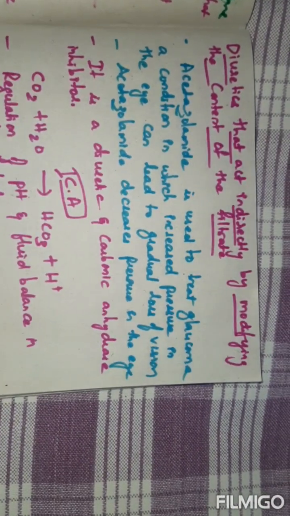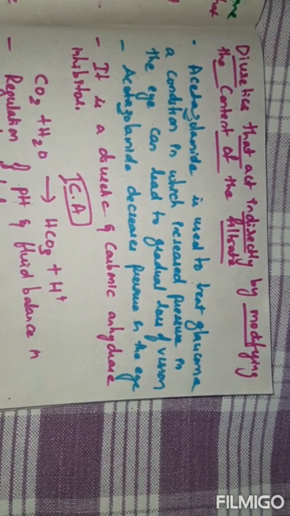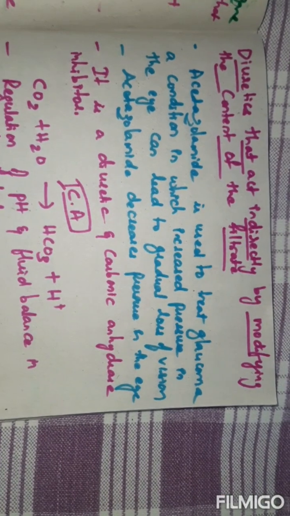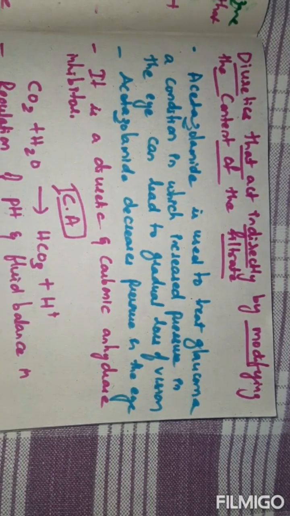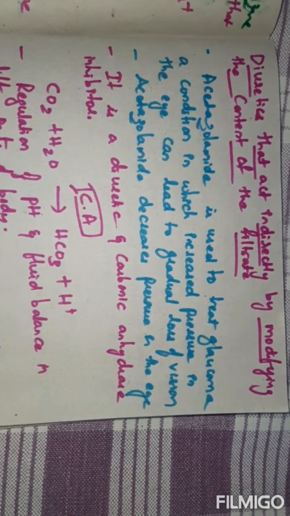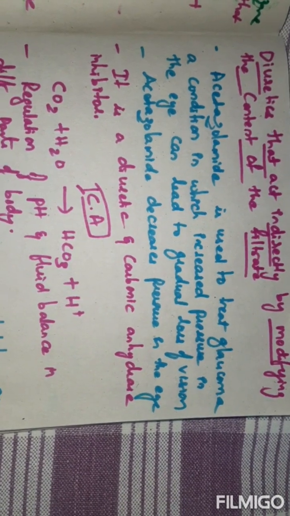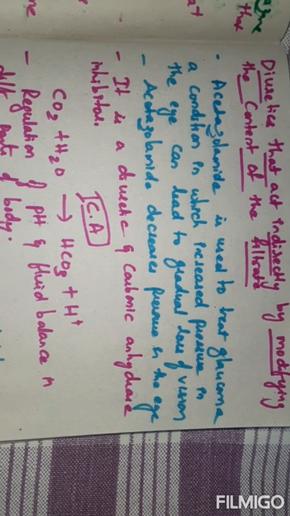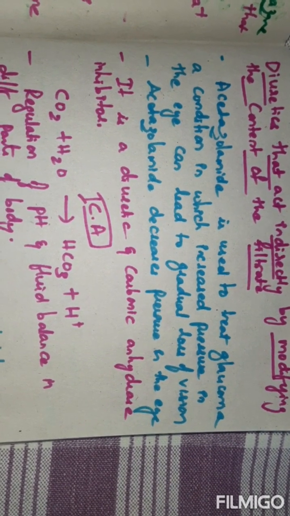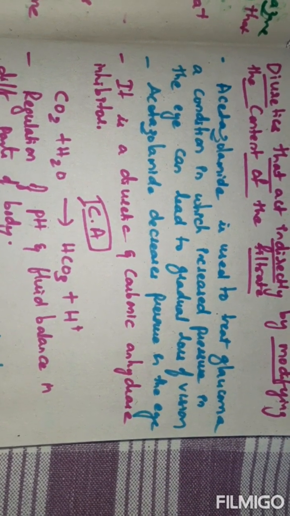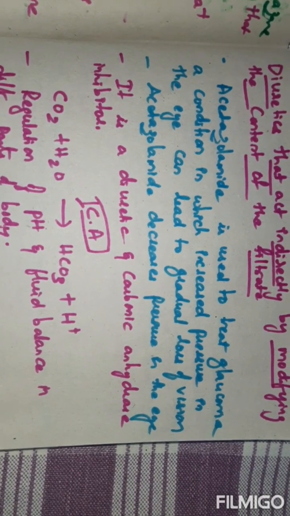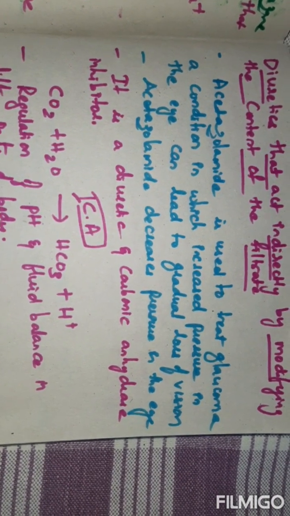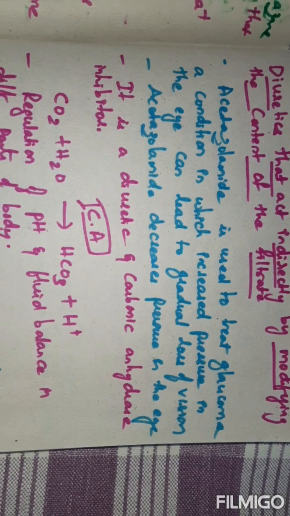And among the minor topics in diuretics are diuretics that act indirectly by modifying the content of the filtrate, and another main drug like spironolactone is acetazolamide. It is used to treat glaucoma, a condition in which increased pressure in the eye can lead to gradual loss of vision. Acetazolamide decreases pressure in the eye.